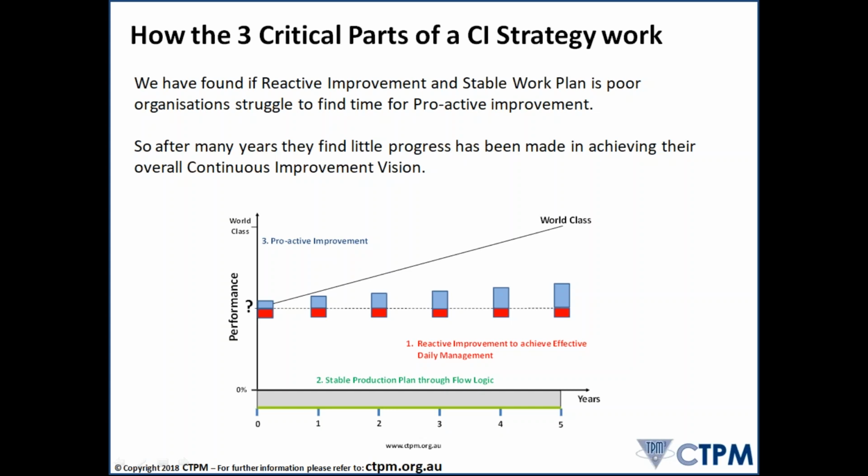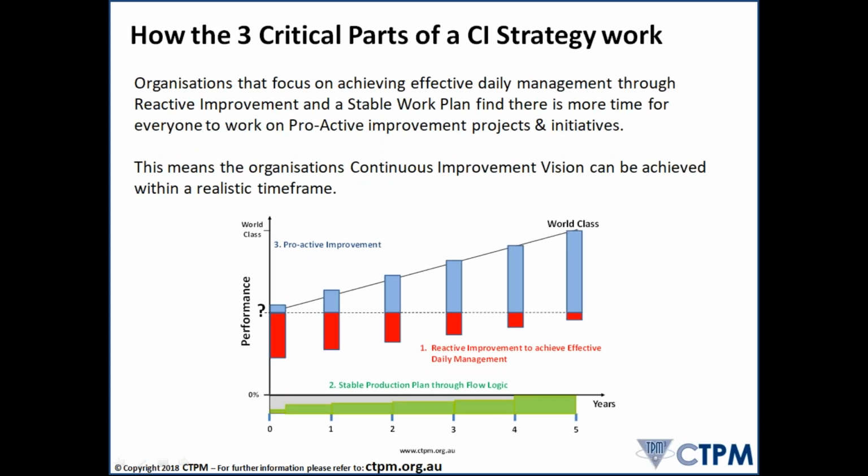Whereas on our next slide, we have a graph. If we focus on reactive improvement up front, more time on that to free up small amounts of time over and over again, and then we invest that time back into proactive improvement, the time is there. So organisations that focus on achieving effective daily management through reactive improvement, so not just firefighting and fixing things, but looking at how do we make sure they don't happen again, they then find more time to work on their proactive improvement projects and initiatives. And that means that that vision that we're all working towards can be achieved within a more realistic time frame.